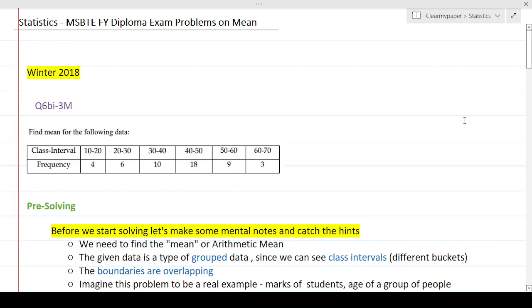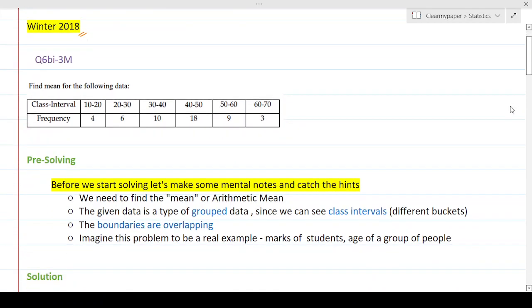All right, let's solve those two problems that we discussed on mean. These are the examination problems, and both of them are from the same paper, Winter 2018. So the first problem is: find the mean for the following data, and this is the table that they've given. And again, we have the jargon here: class interval and frequency.